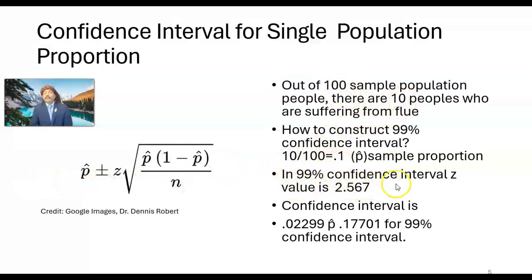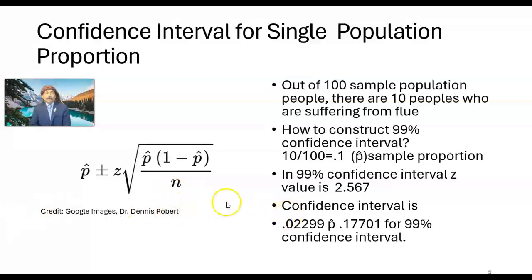For the 99% confidence interval, the Z value is 2.567. Again, we get it from the appendix at the end of the statistics book. And p hat equals people suffering over the sample population, 10 by 100, that is 0.1. And n is the sample population, 100.